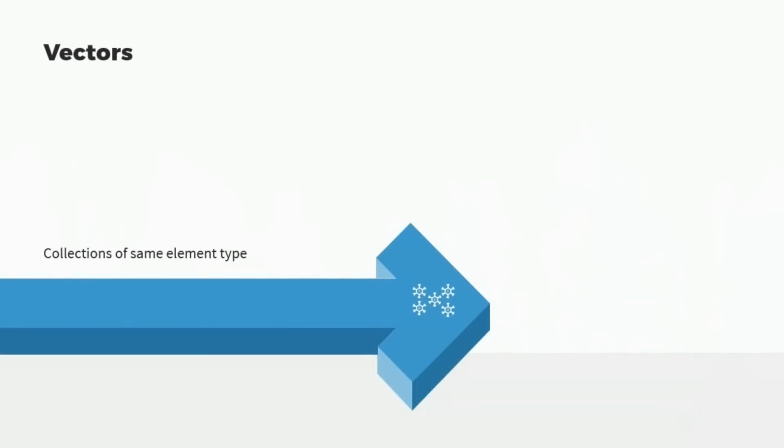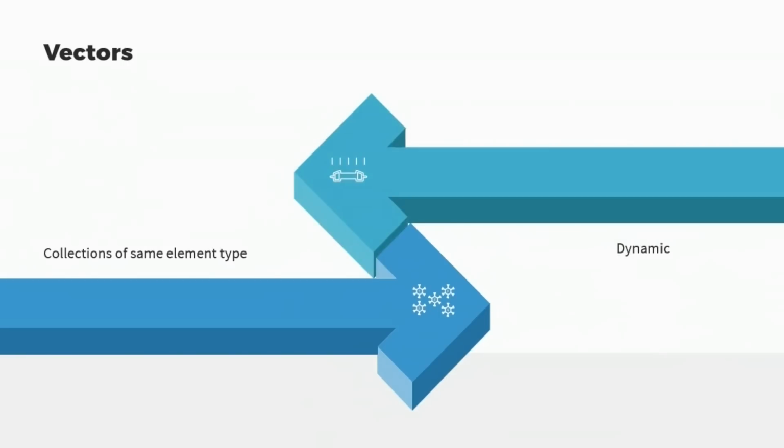Vectors, then, are also collections of data that typically share the same data type as well, but unlike arrays, vectors are dynamic, meaning they can be resized on the fly, so to speak, so new objects can be inserted into the collections whenever it's necessary.